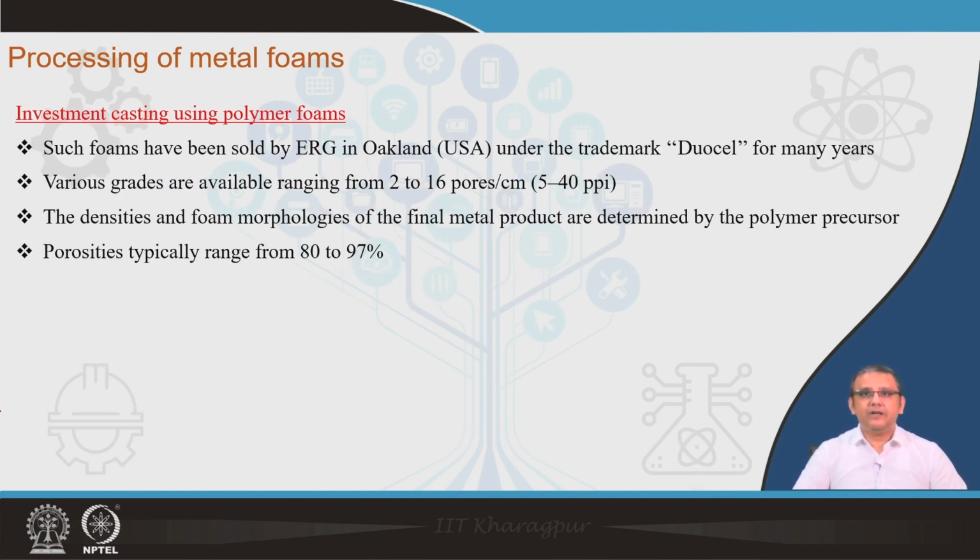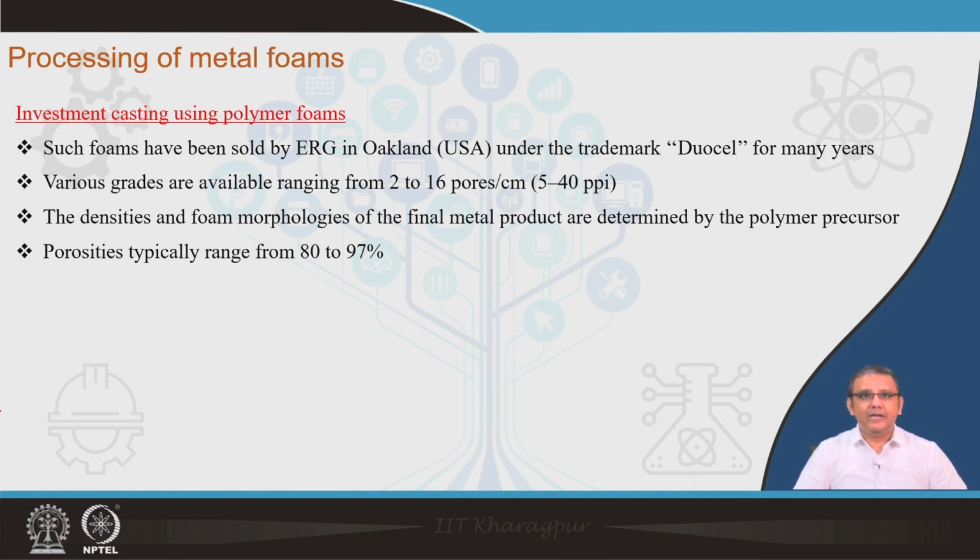Now, this process has been used for many years by one company, ERG in Oakland, USA, and the foam that they market is named Duocell, and it is a very successful material which has been used for many applications. As you can see, the pore size can be varied over a wide range because it depends upon the initial polymer foam dimensions, and this pore size can be varied from 5 ppi. So, ppi means pores per inch. You will learn about this pores per inch concept in future lectures. So, it can be varied over a wide range depending upon the pore dimensions.